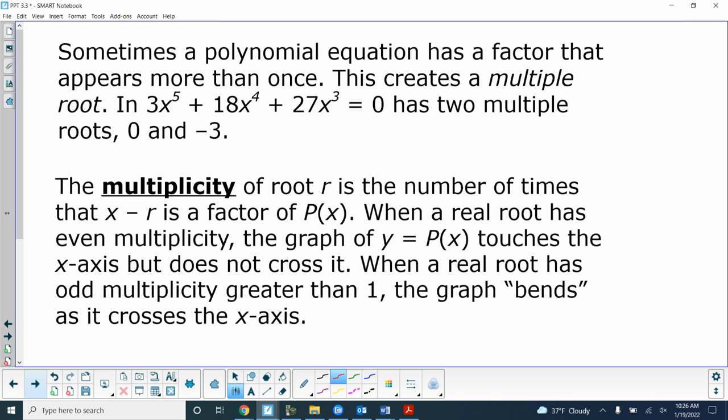If when you're looking at the graph on your calculator it just goes straight through the x-axis, that 0 only works 1 time. So you're looking at your graph to see if it goes straight through the x-axis, meaning it works once. There's no multiplicity. If it bounces off the x-axis, it works at least twice. It has even multiplicity. And if it bends as it crosses the x-axis, you know it works at least 3 times as a 0. It has odd multiplicity.